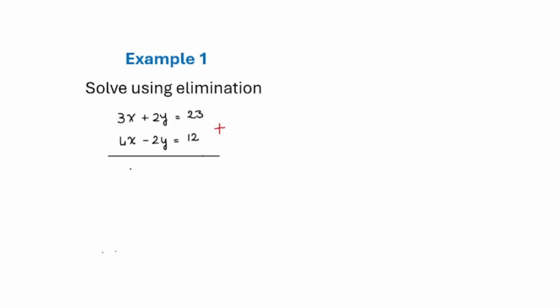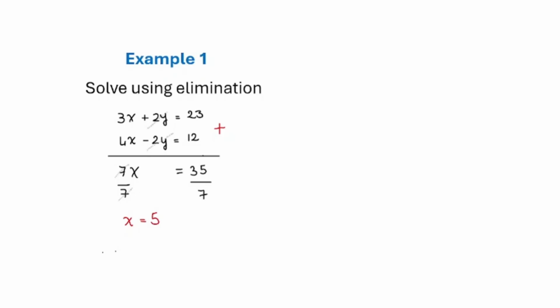3x plus 4x gives 7x, plus 2y minus 2y gives 0, so the y is eliminated. 23 plus 12 gives 35, so we get 7x is equal to 35. To solve this, we divide both sides by 7, so x is equal to 5. This is our first value.